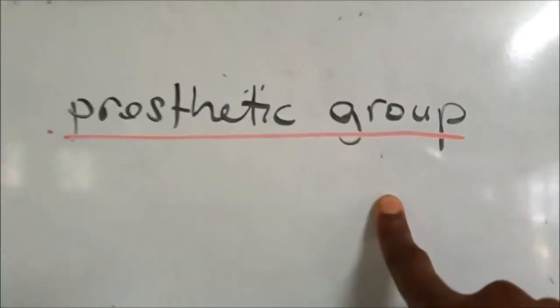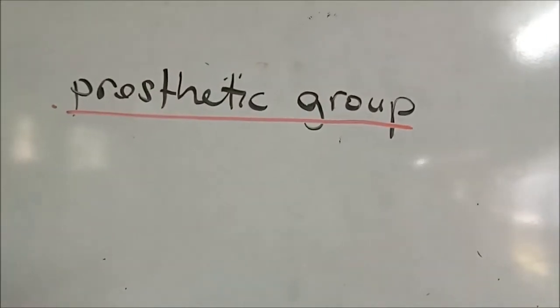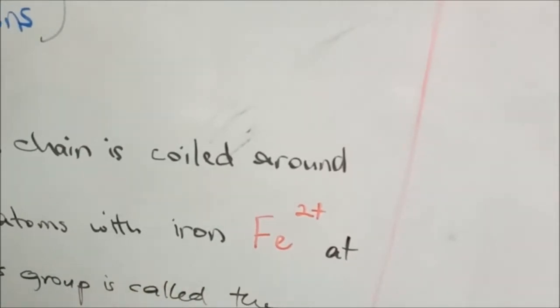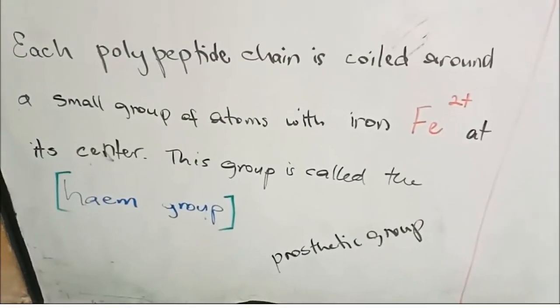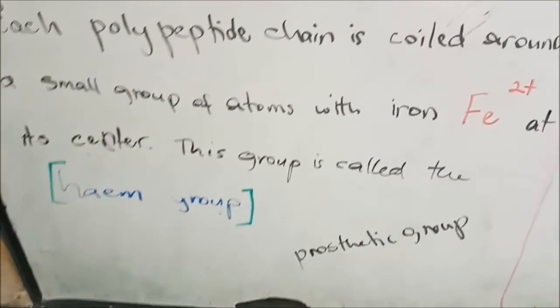So we call them a prosthetic group because it's like an addition to the polypeptide chain to help it to function properly. All right, so the prosthetic group is really the heme group, which has an iron at the center of the little group of atoms. All right, so I'm going to try to do a little visual explanation of what we mean by tertiary structure and identifying the heme group.